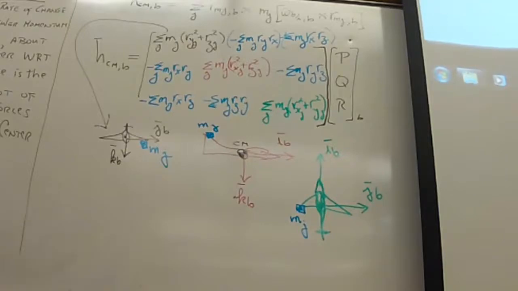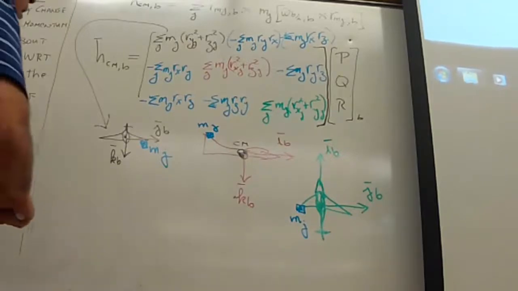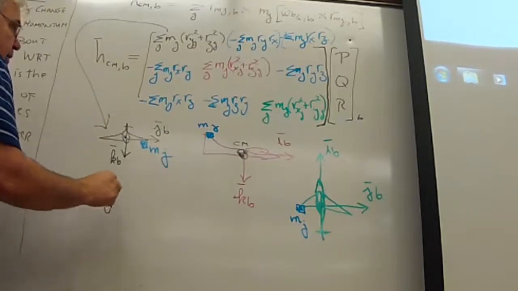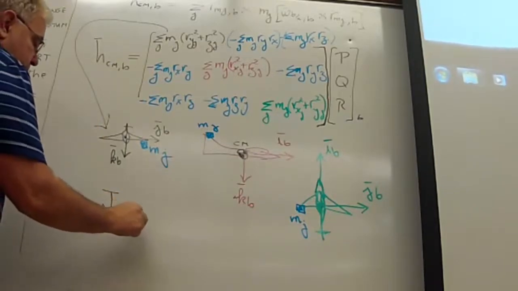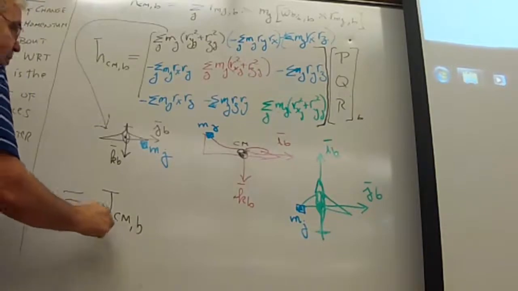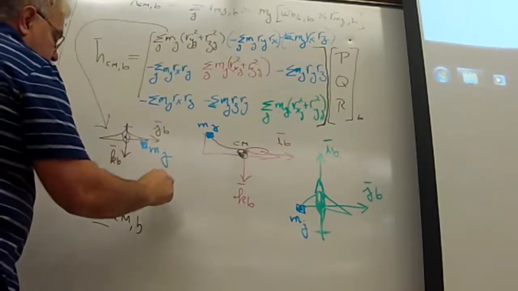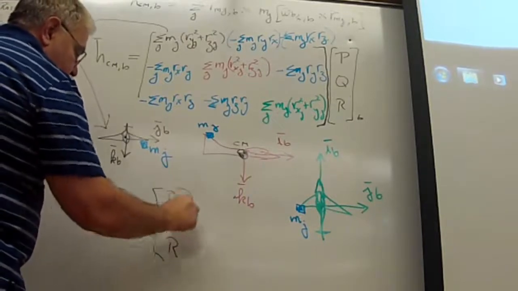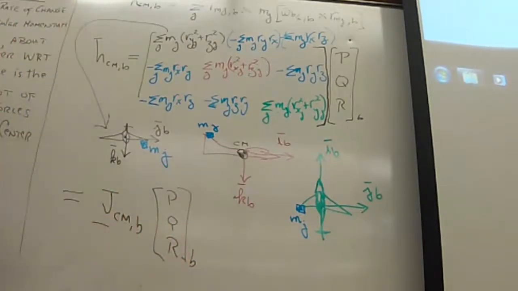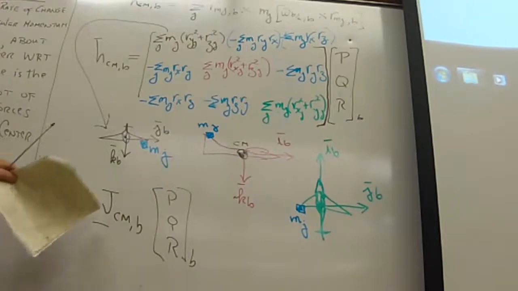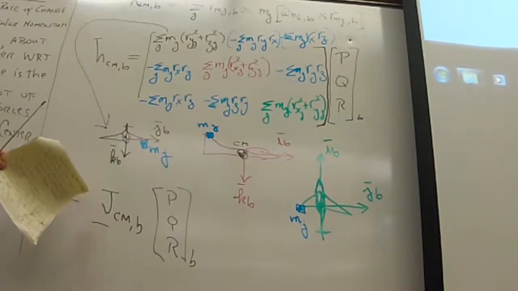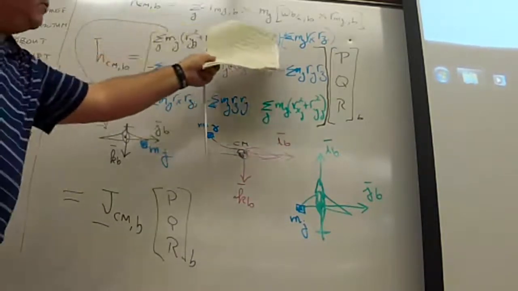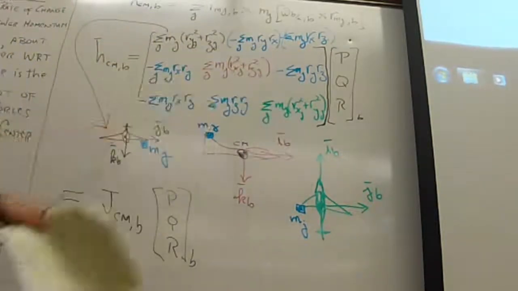So it would be nice if we said that matrix, J, CM, B, that matrix J CM B, times P, Q, R in body axis. And we can see that the J terms are equal to the negative of these terms off the diagonal.